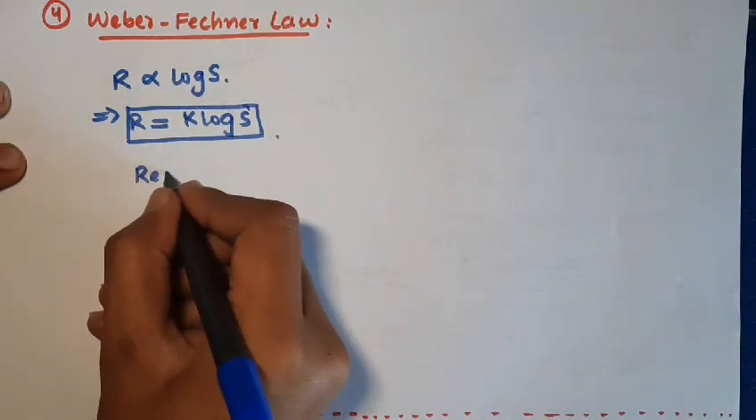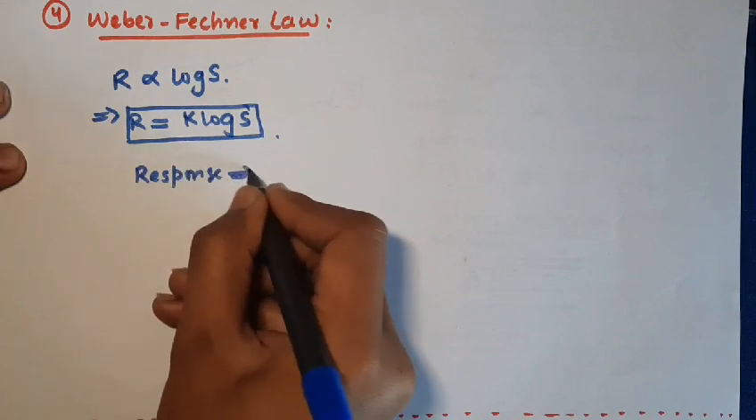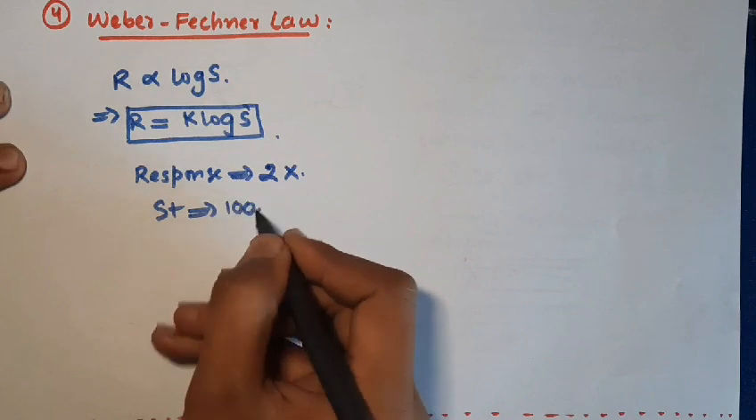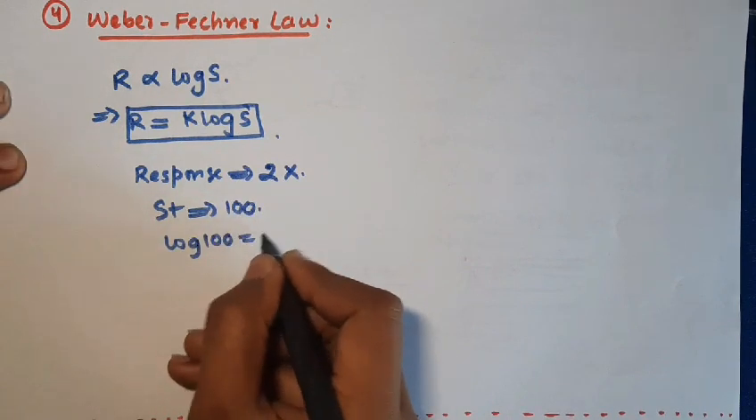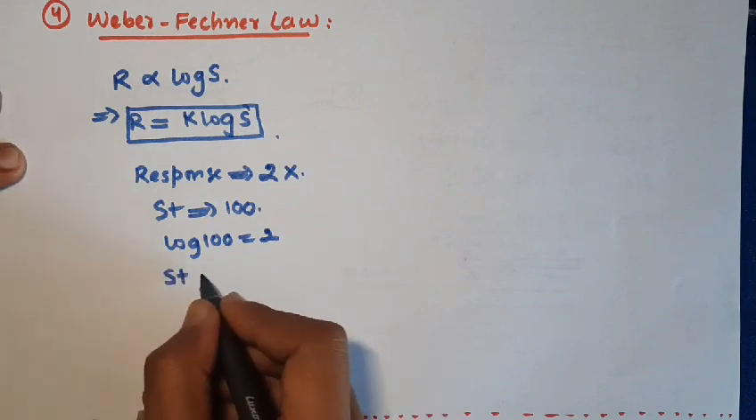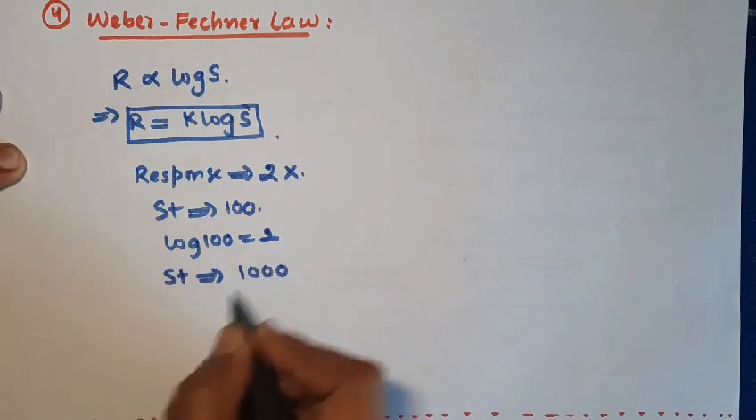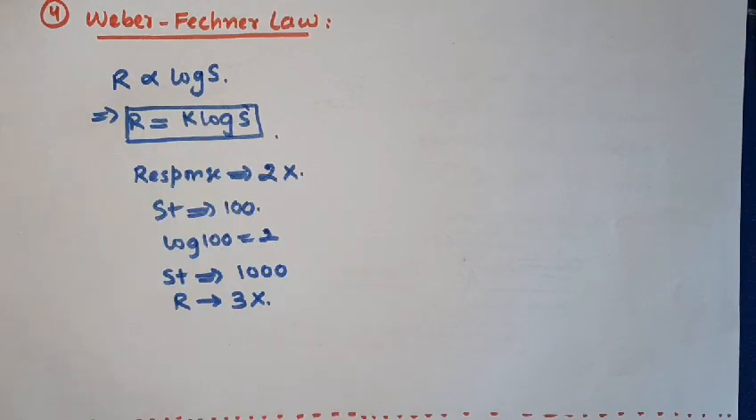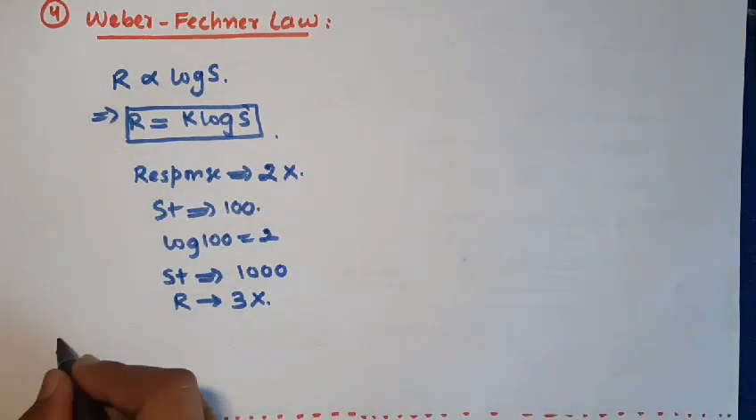So it means that if we want the response to become 2 times, the stimulus has to be increased 100 times, because log of 100 is equal to 2, so the response is automatically going to become 2 times when S is made 100 times. Similarly, if the strength of the stimulus is increased 1000 times, the response is going to become 3 times the original response.